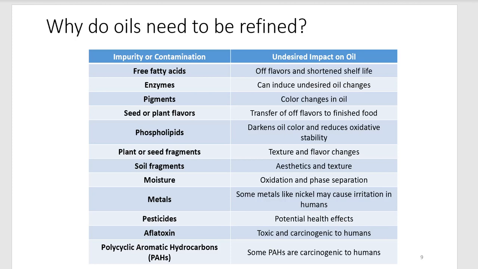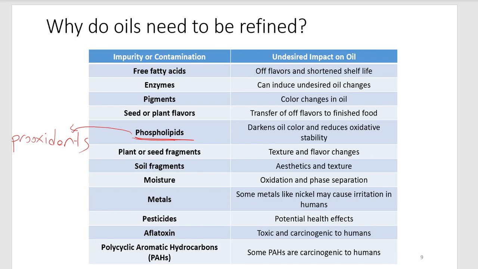Actually, many of these impurities are not harmful, but they cause problems during food applications such as frying or cooking or storage. For example, we have phospholipids in crude oil. And they are pro-oxidants, which means they will oxidize and reduce the oxidative stability of the oil. That's why they must be removed.